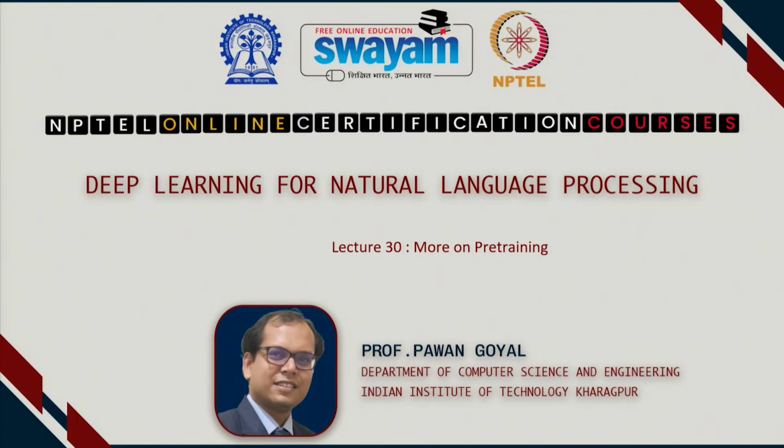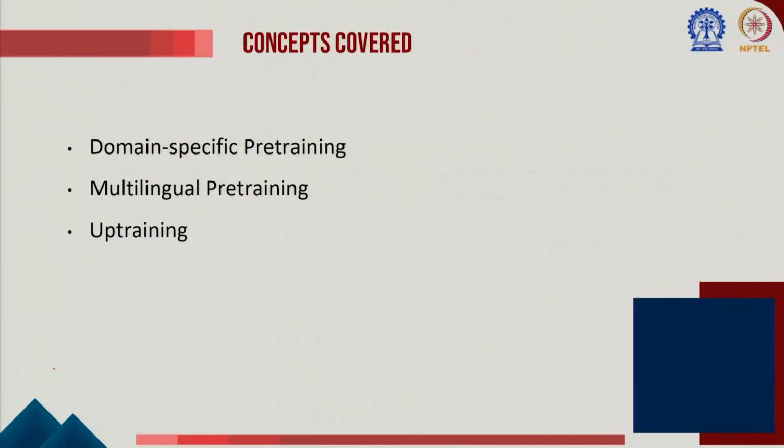So we have been discussing pre-training this week, and in this particular lecture we'll discuss different interesting aspects of pre-training. We will focus on how you pre-train for specific domains. If I have data from the scientific domain or financial domain, how do you pre-train? What about multilingual pre-training? How do I pre-train for various languages? And I'll also talk about uptraining, and this has some connection to the last lecture that we took for week 5.